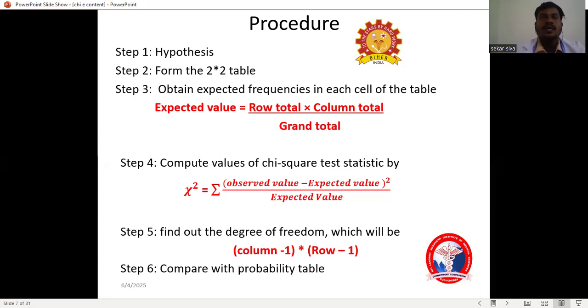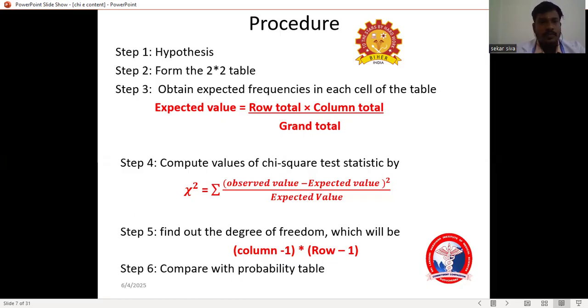Then we compare the calculated chi-square value with the table value, which depends on the degree of freedom. For finding a table value, we have to know the degree of freedom of the given data. Okay. For chi-square, the degree of freedom formula is (rows minus 1) into (columns minus 1). How many columns and rows are there? If it is a 2 cross 2, that is 2 columns and 2 rows. 2 minus 1 into 2 minus 1. The answer will be 1. So here the degree of freedom is 1.